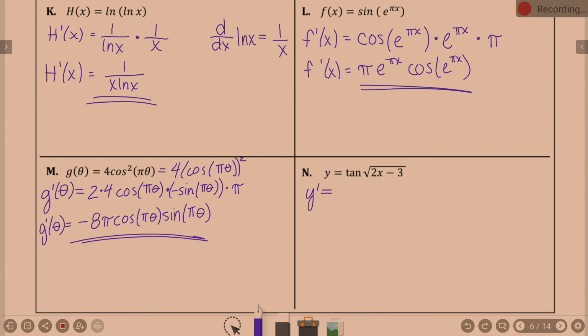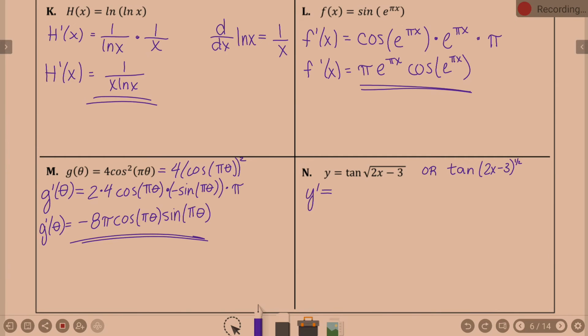Tangent of square root of 2x minus 3. Now, you can think tangent of square root of 2x minus 3, or beware if I write this, tangent of 2x minus 3 to the 1/2. However, that 1/2 is only on 2x minus 3. Is it tangent to the 1/2? No. So just keep that straight.